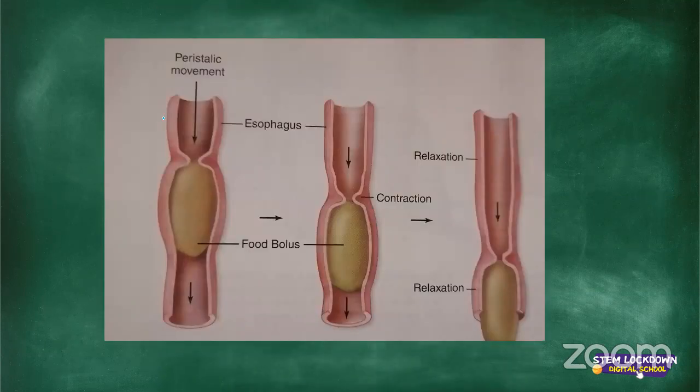So this is the peristaltic movement in which the bolus moves. These muscles here contract while the upper ones relax, and it moves the food down. As you can see by the arrows, there is a constant contraction and relaxation of muscles happening until the bolus reaches your stomach.